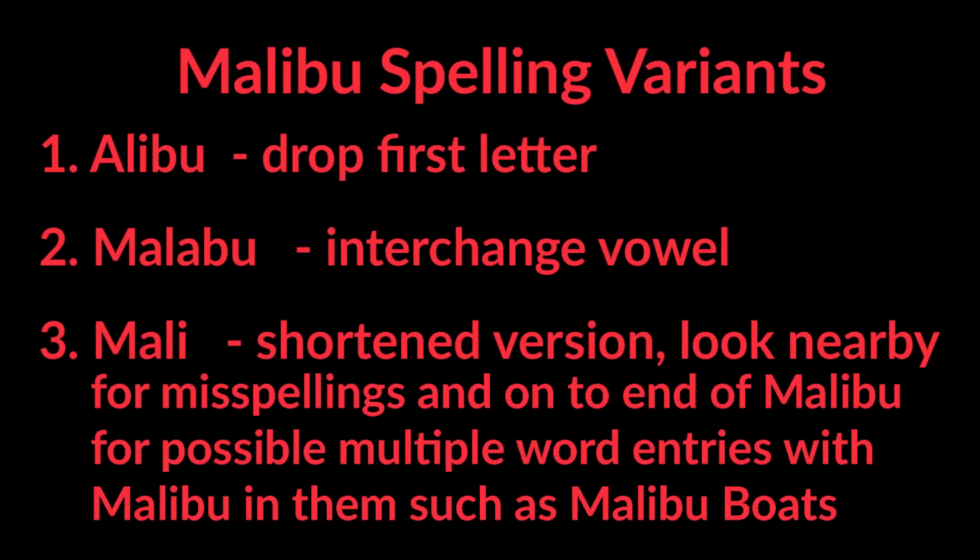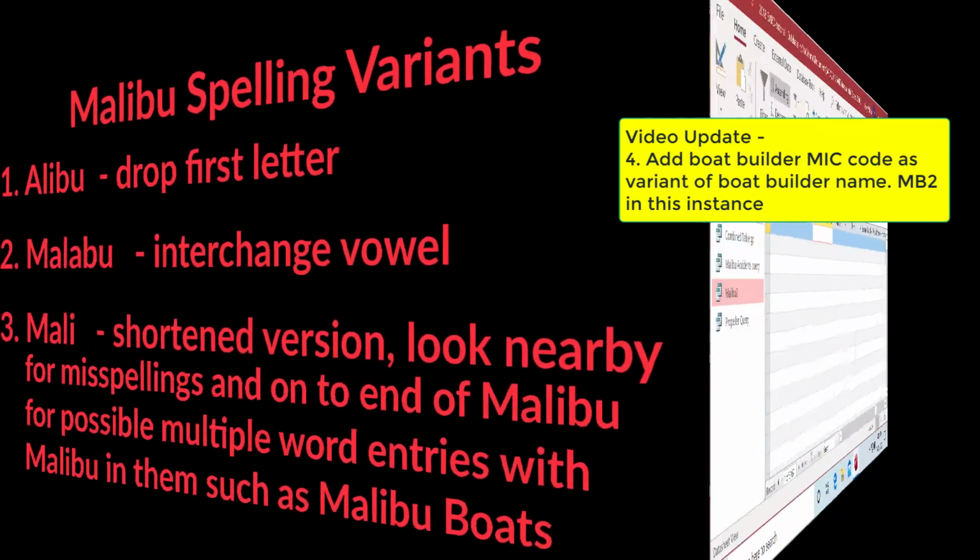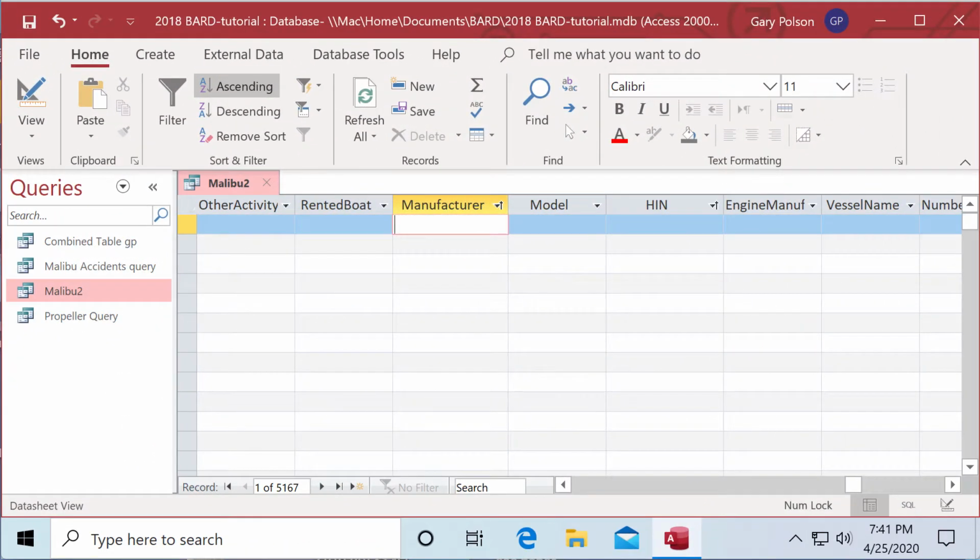Using the processes discussed, we identified Malibu spelling variants. Number 1, ALIBU, where we dropped the first letter. Number 2, MALABU, where we interchanged the last vowel. Number 3, MALI, where we shorten the version up, where you can look nearby to see if other spellings are nearby there for Malibu. Part 3 will continue to use the Malibu 2 query we created in Part 2.